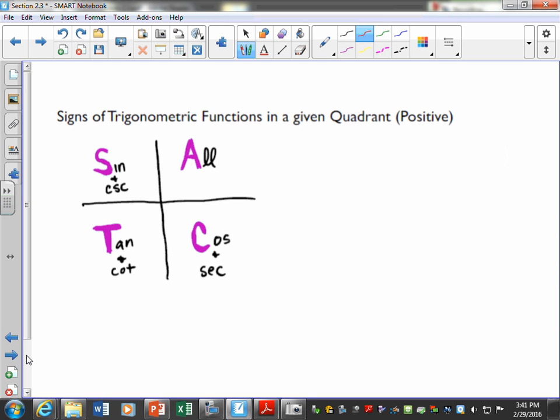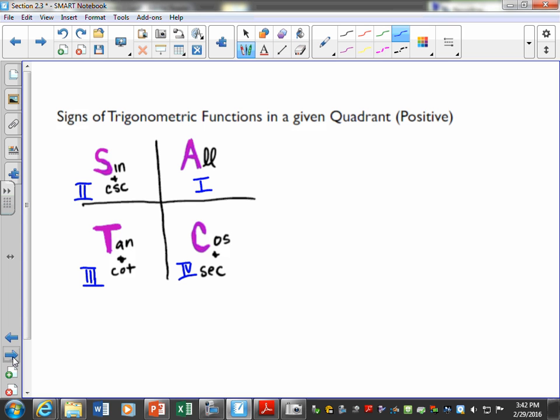Alright, we talked a little bit about the signs of trig functions in each given quadrant. Remember, this is quadrant 1, this is quadrant 2, this is quadrant 3, and this is quadrant 4. All 6 trig functions are positive here. Sine and its reciprocal are positive in quadrant 2. Tangent and cotangent, cosine and secant. Okay, all students take calculus. That's what helps to remember that.